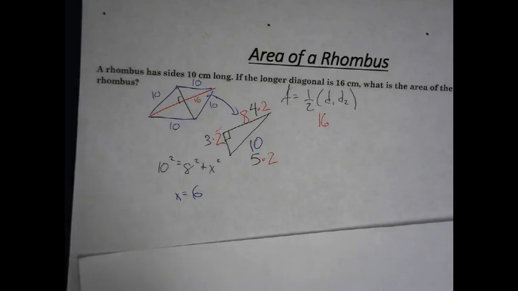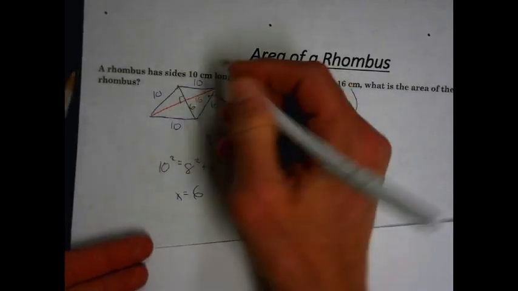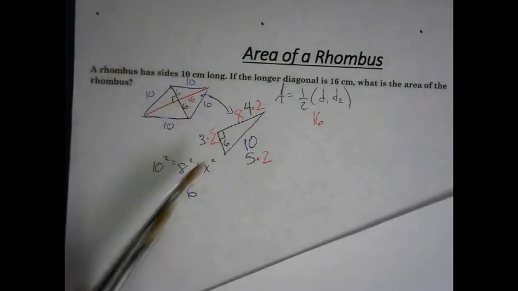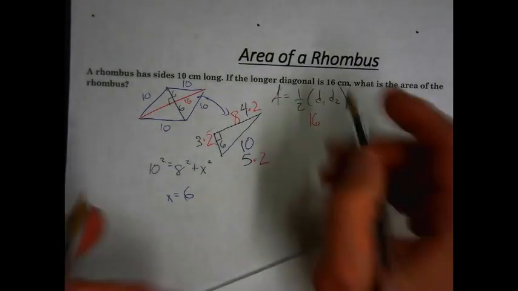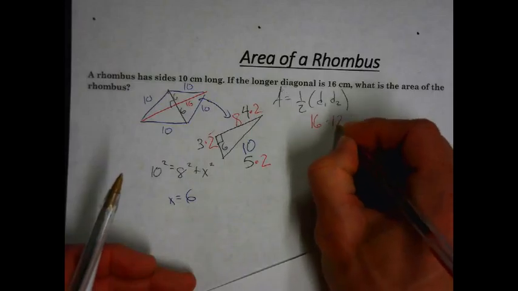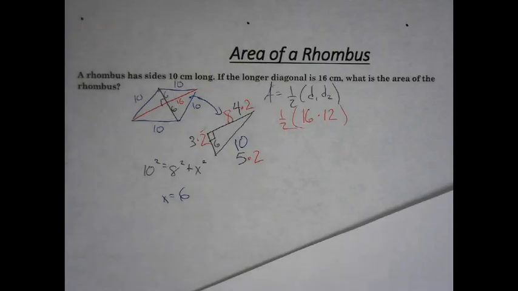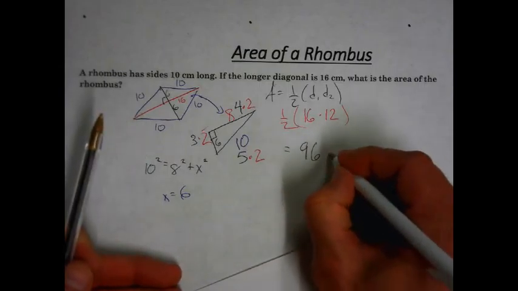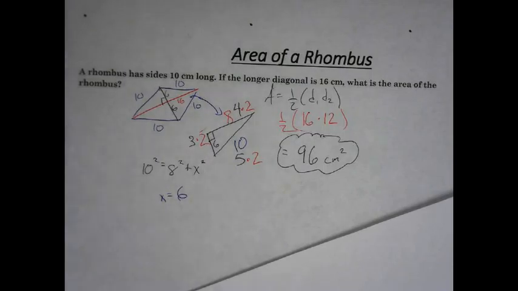Yeah, we do, because check this out. If this short leg is 6, what's the other short leg? 6. So then we have 6 and 6. What's the other diagonal? 6 and 6 is 12. So we have 1/2 times 16 times 12. Half of 16 is 8. 8 times 12 is 96. So we have now found the area to be 96 centimeters squared. That is our area. And all sorts of the beautiful things that can come with it.